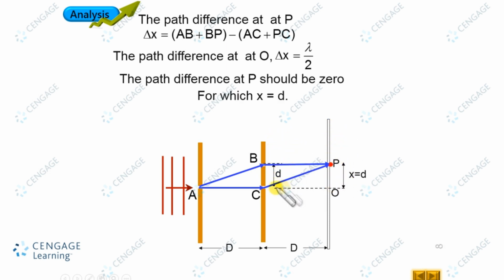You can observe here in this particular case the path difference should be equal to 0, because this path is equal to this one and this path is equal to this one. That means this is the case where the path difference at P should be 0. That means there should be 0 order, you can say 0 order maxima, right. That means this distance should be equal to small d. Okay. Now let us move to the next part of the question.